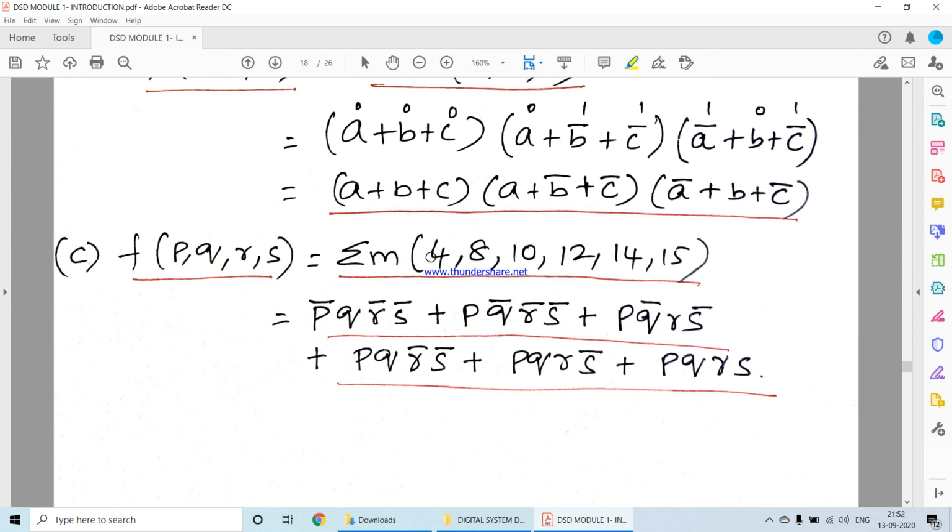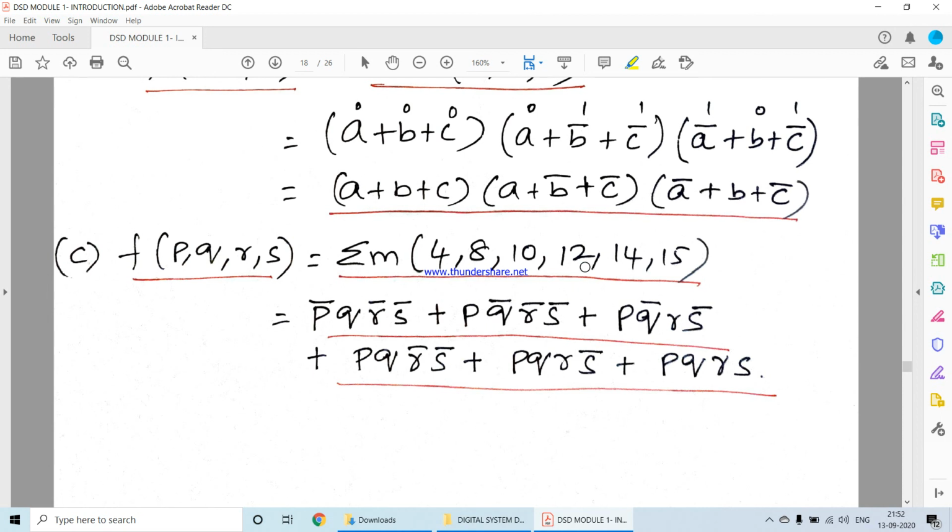Now representing 4 in minterm. We know in 4 variables, 4 is represented as 0, 1, 0, 0 in binary. Therefore it is P bar, Q, R bar, S bar. 8 is represented as 1, 0, 0, 0, 1 followed by 3 zeros. Therefore, 1 will take P and Q bar, R bar, S bar for 0, 0, 0. Therefore, this is 8. Similarly, 10 is 1, 0, 1, 0. Therefore, P for 1, Q bar for 0, R for 1, S bar for 0. So, P, Q bar, R, S bar.